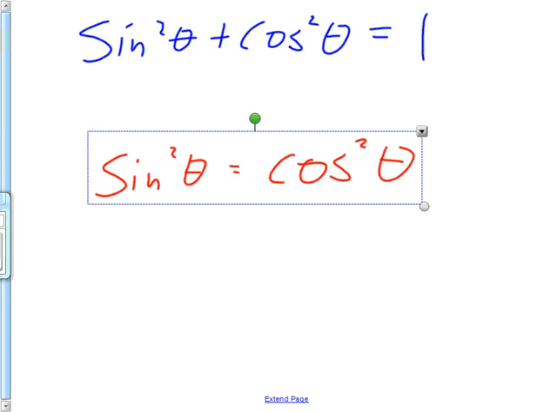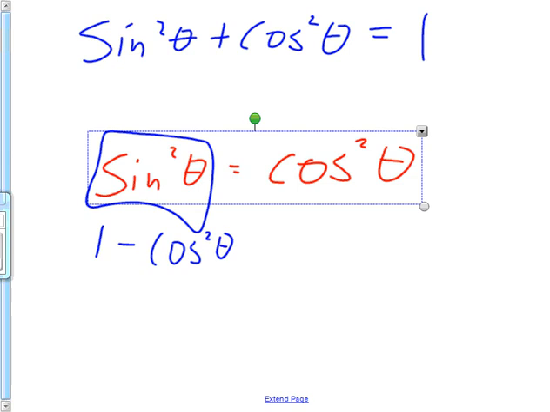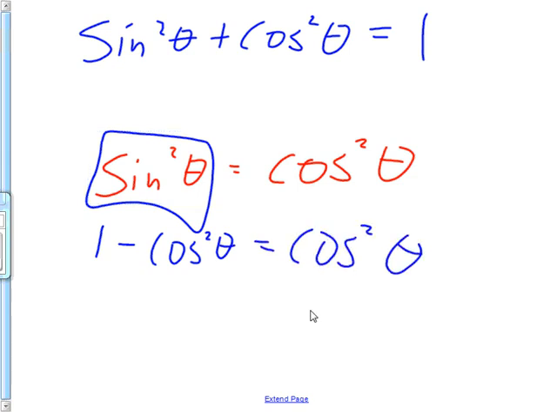But that means I could replace sine squared with what? 1 minus cosine squared. So I go 1 minus cosine squared theta equals cosine squared theta. You know what I just did there? I replaced the left side with 1 minus cosine squared. Do you see that that gets me one function? Remember how I said you had to get it down to one function before you could really get an answer? So now it's down to just one function.